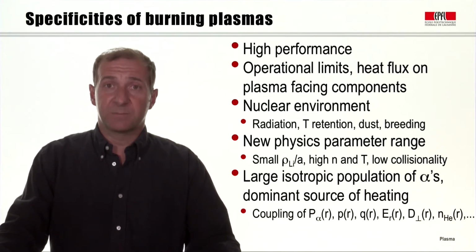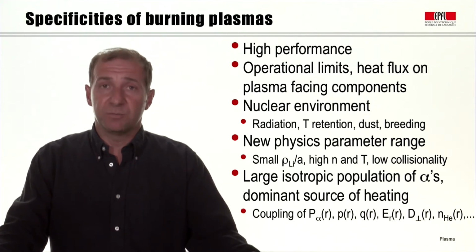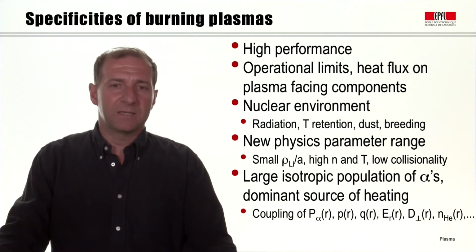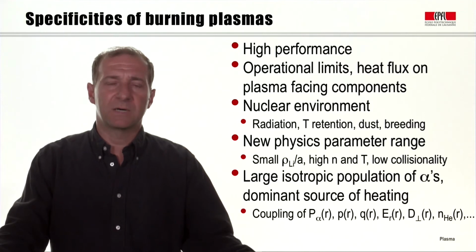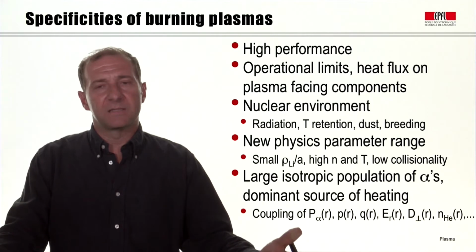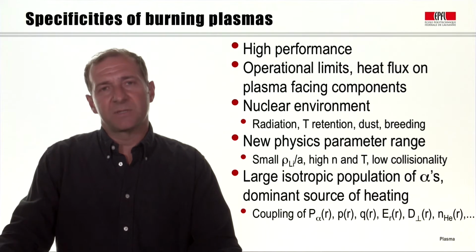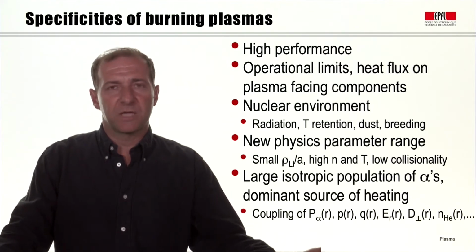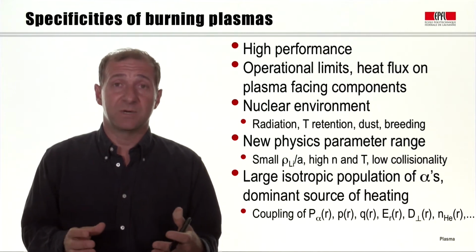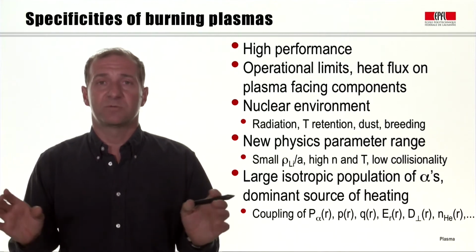And of course, last but not least, we'll have a very large isotropic population of alphas, which will be, again, by definition of a burning plasma, the dominant source of heating. This will imply that there will be a coupling between the profile of the alpha power, the profile of the pressure of the plasma, the safety factor profile, and the profile of the electric field, the profile of transport parameters, profile of the concentration of helium, and so on and so forth. So all these elements will be coupled in the burning plasma, whereas in today's experiments, they are all completely, or at least partly, decoupled from each other.